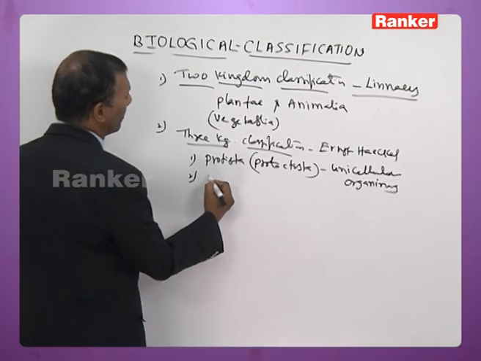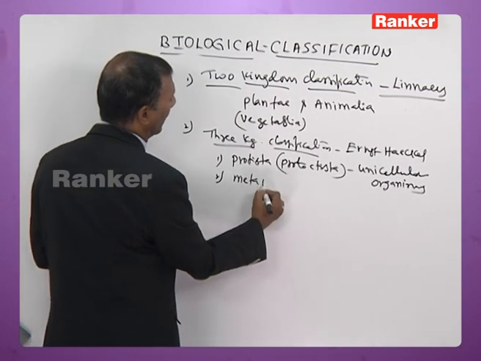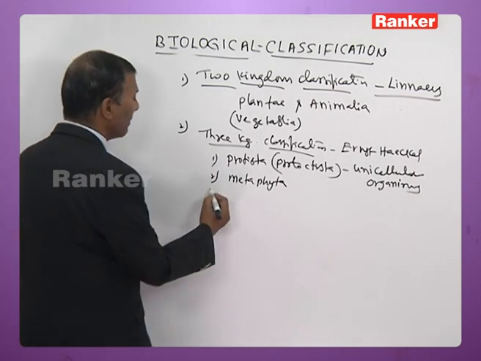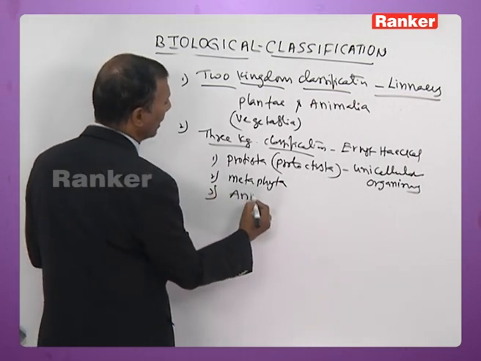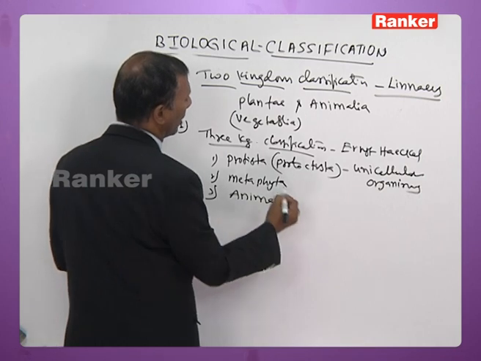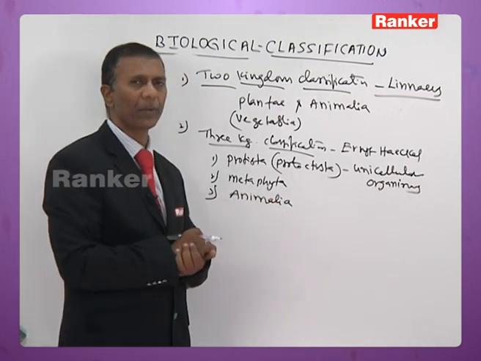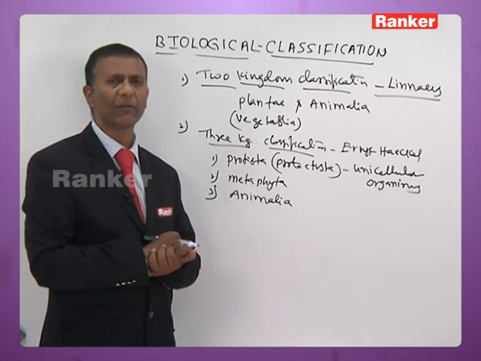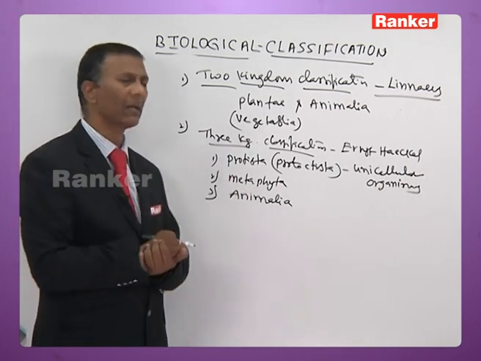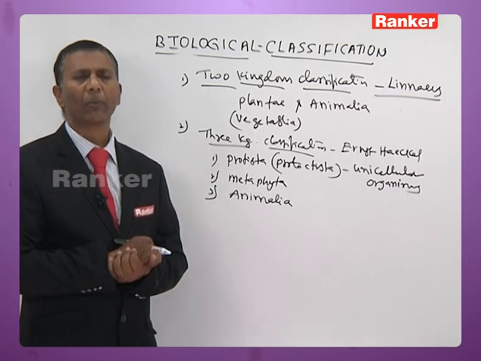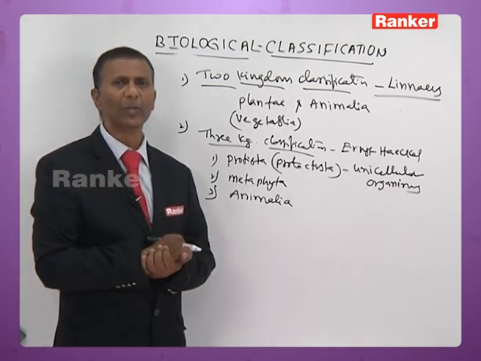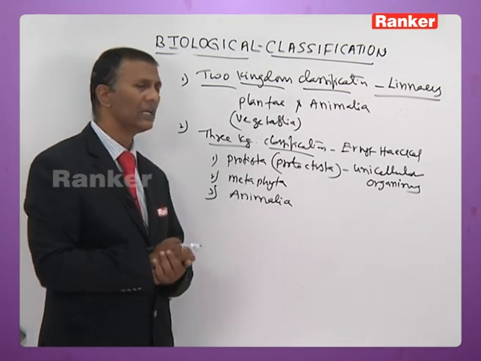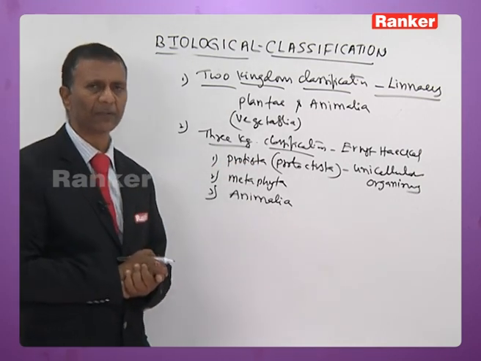Number 2, Metaphyta, with all multicellular plants under this. Number 3, Animalia, with all heterotrophs under this group here. But there was no clear taxonomic position for the prokaryotes under the 3 kingdom classification. Both prokaryotic and eukaryotic unicellular organisms are placed under Protista according to Ernst Haeckel in the 3 kingdom classification.